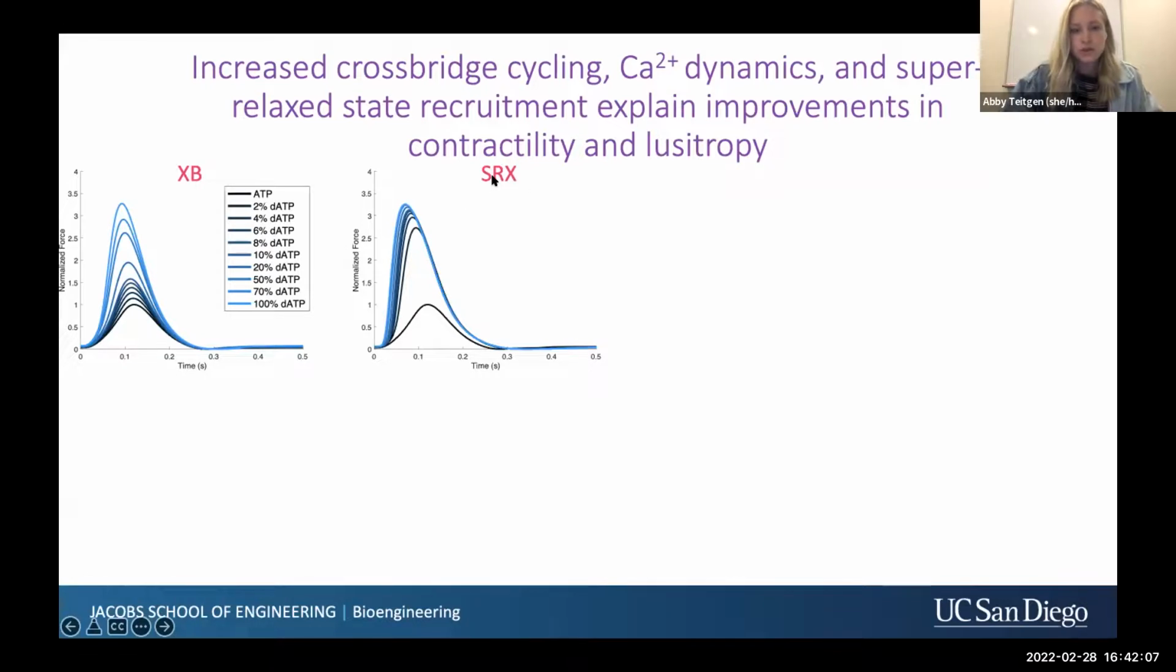For this simulation, we are just scaling the transition out of the super relaxed state with dATP. And here again, we see much larger increases in force with only 2% dATP, but still we see slowed relaxation.